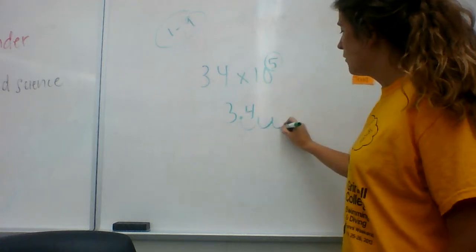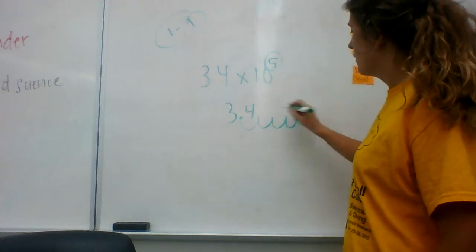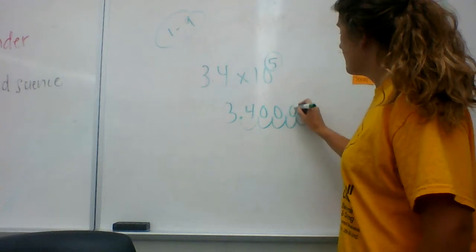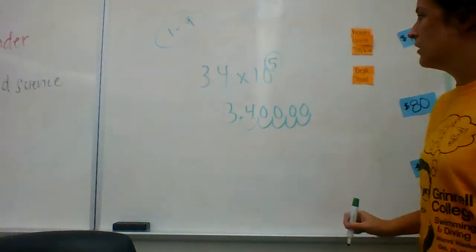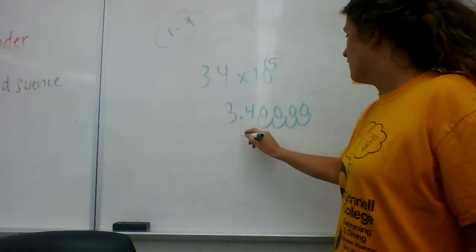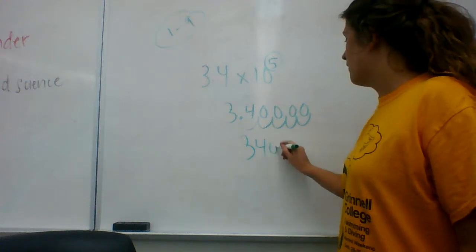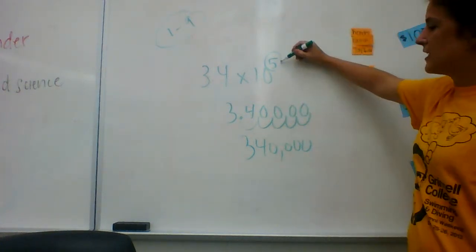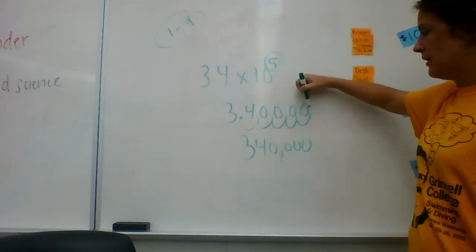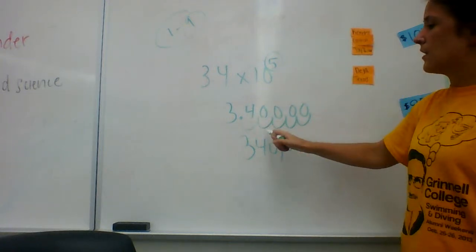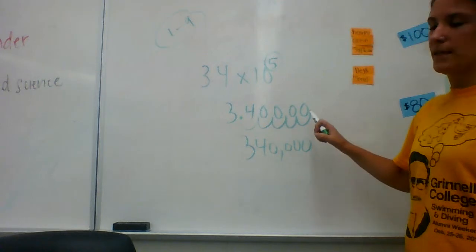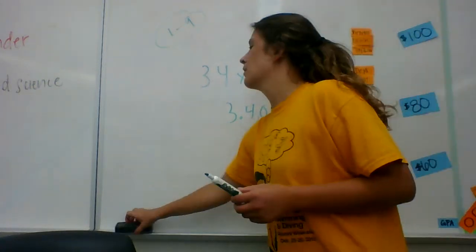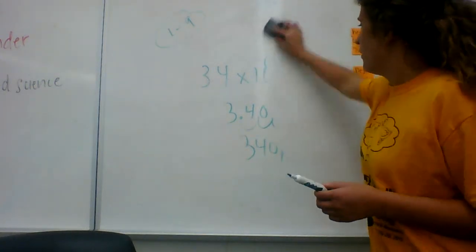1, 2, 3, 4, 5, and fill in these empty spots with zeros. 3 4/10 times 10 to the 5th becomes 340,000. Again, you will see that this exponent doesn't tell me the number of zeros I will have, but the number of times that I will move my decimal point. Let's try another problem.